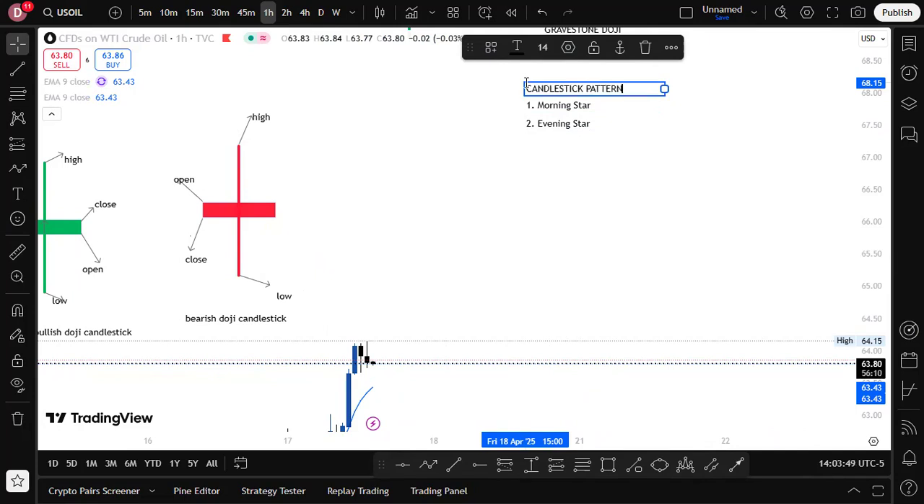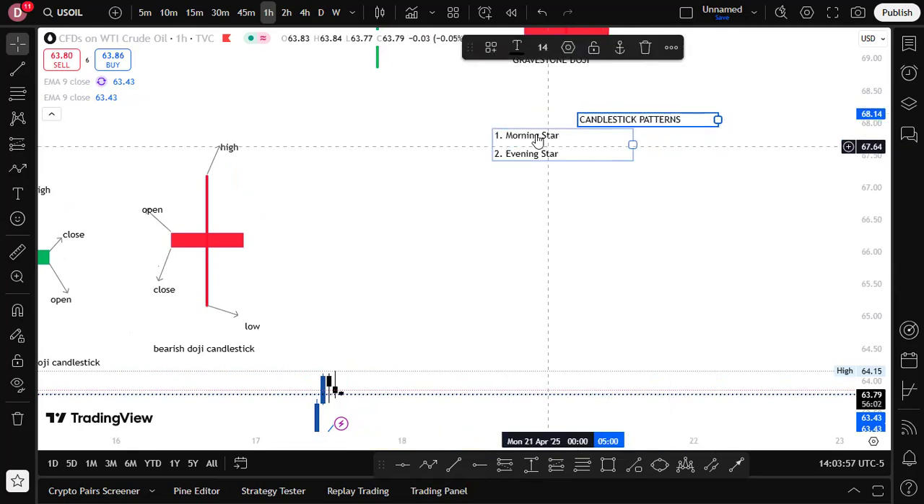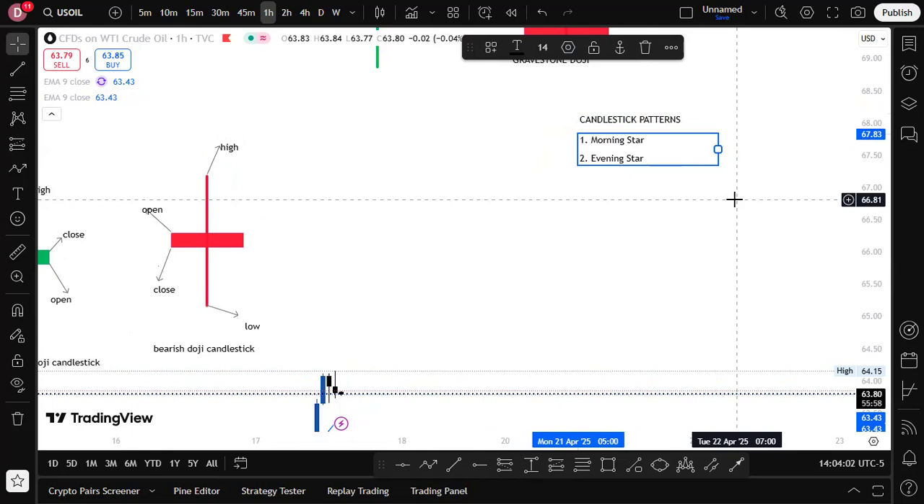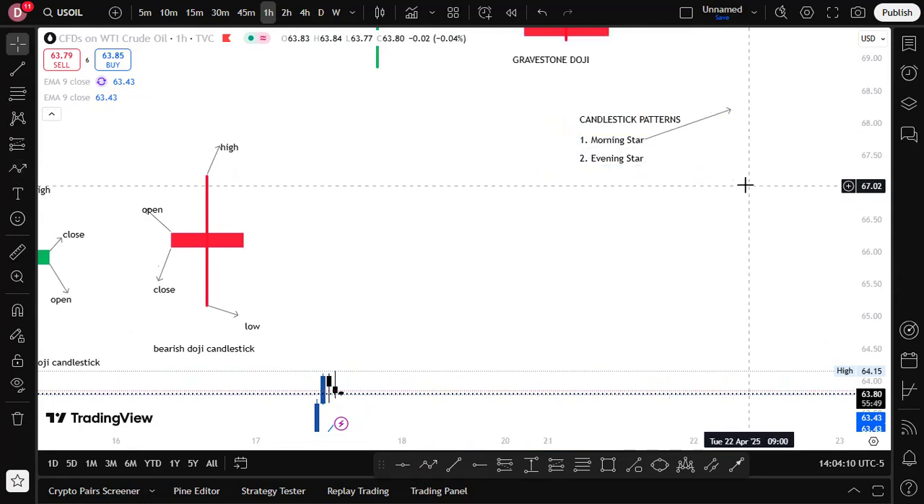So this is also an example of other candlestick patterns. We have actually covered a lot of candlestick patterns, but these are the ones we'll be talking about today: the morning star and the evening star. So let's start with the morning star.